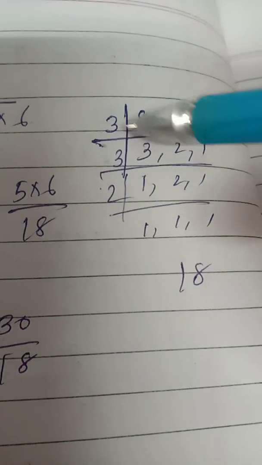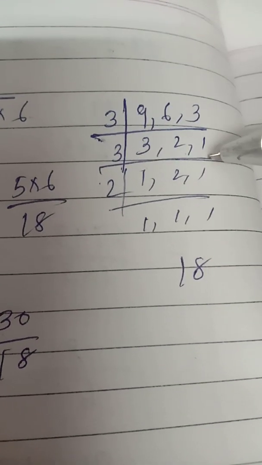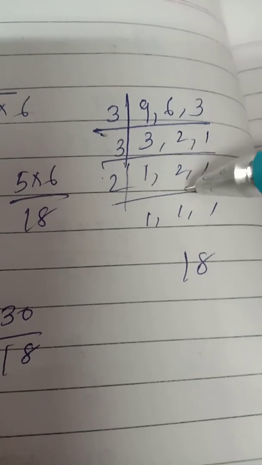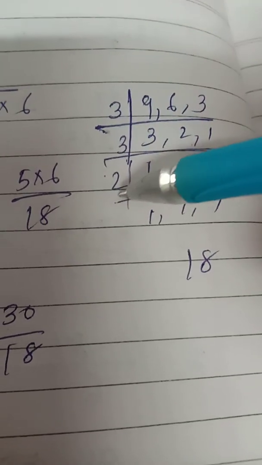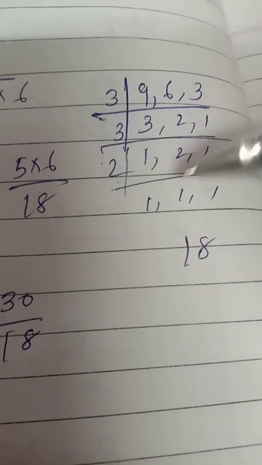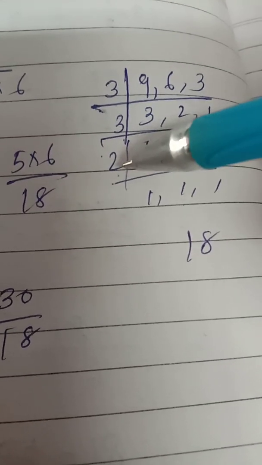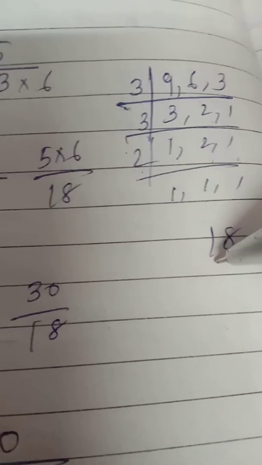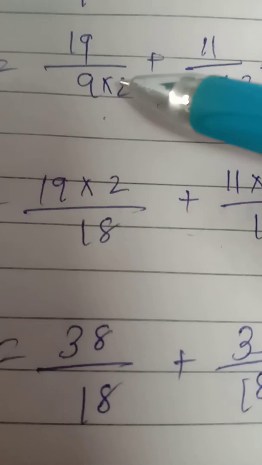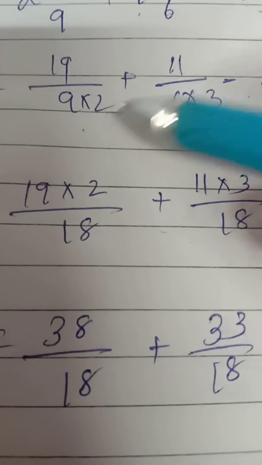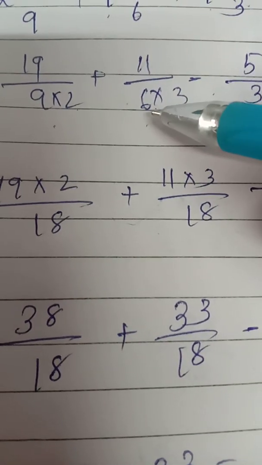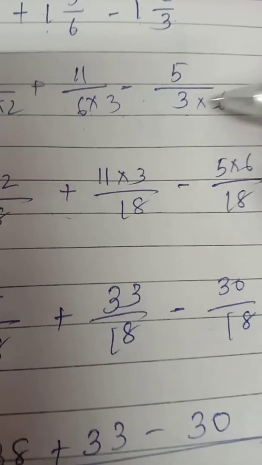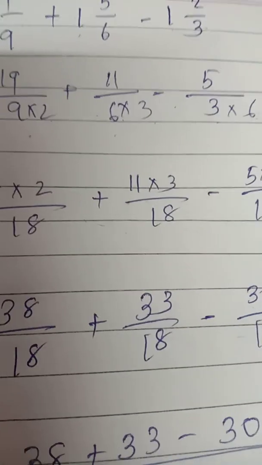3 3s are 9, 3 2s are 6 and 3 1s are 3. Again apply 3, 3 1s are 3, 2 as it is, 1 as it is. Apply 2, 1 1 1. So our LCM is 3 3s are 9, 9 into 2, that is 18. Now 18 divided by 9 gets 2, 18 divided by 6 gets 3 and 18 divided by 3 gets 6. Apply the same formula.